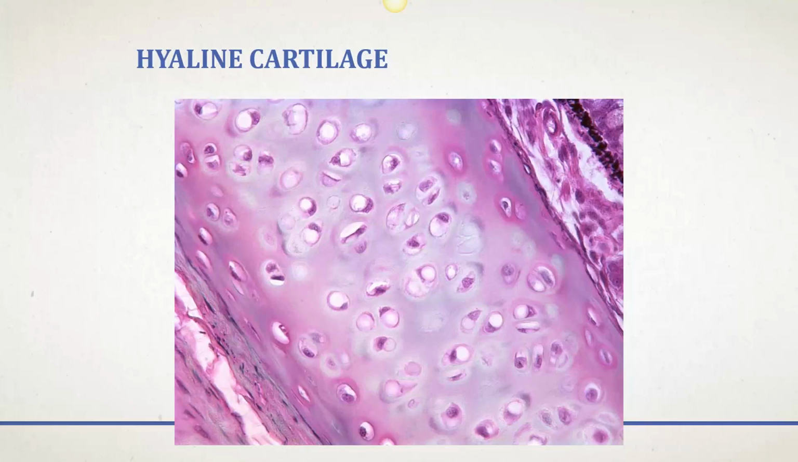So now we have hyaline cartilage. Hyaline cartilage, major cell type is a chondrocyte.